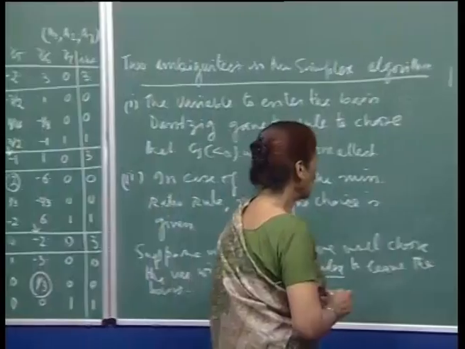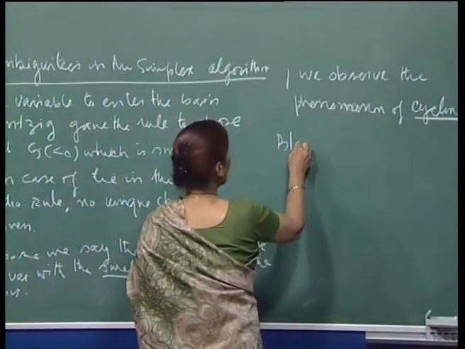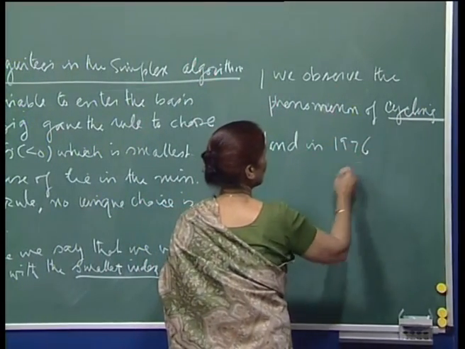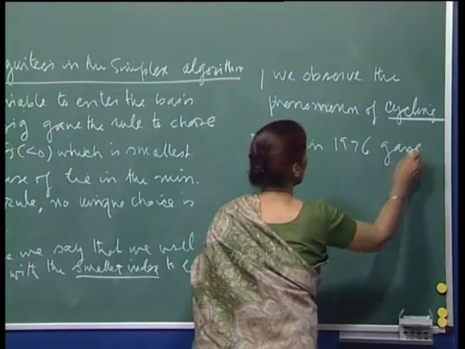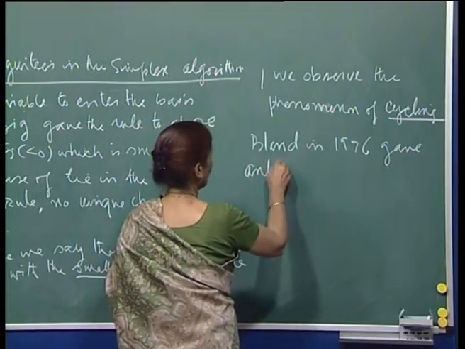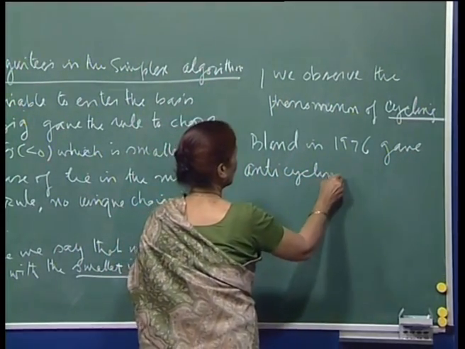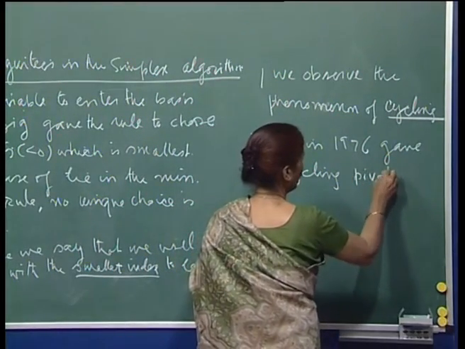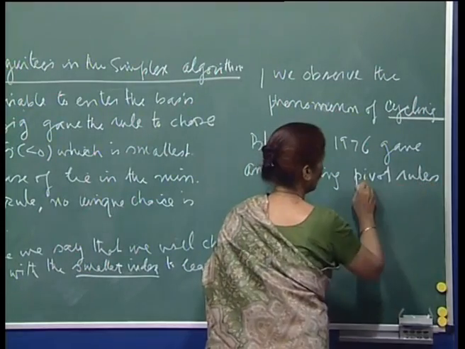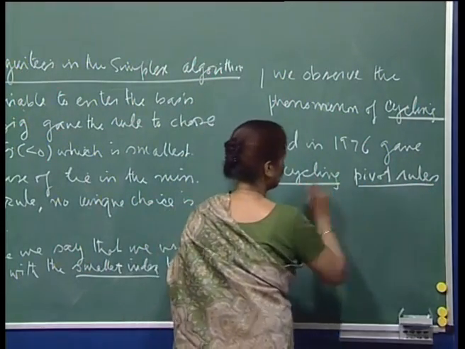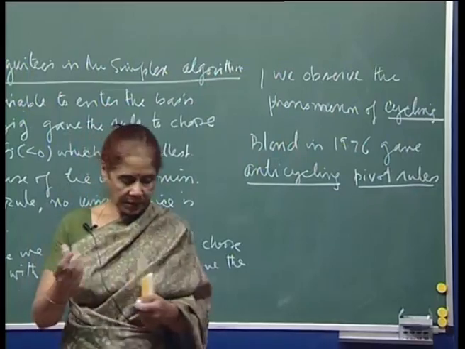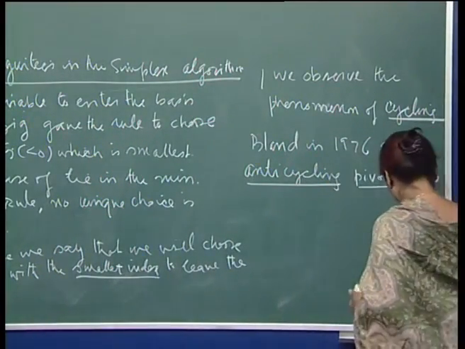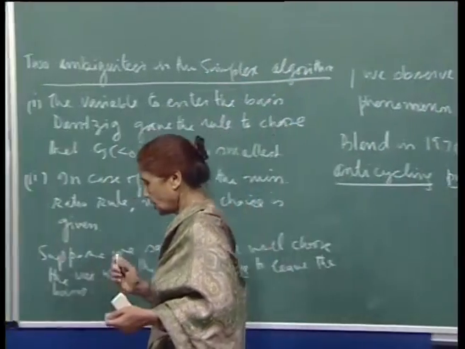So then came Bland. Bland in 1976 gave anti-cycling pivot rules, and not much needed to be changed, very simple, but of course the proof required a lot of effort. Okay, so what was the change he made?